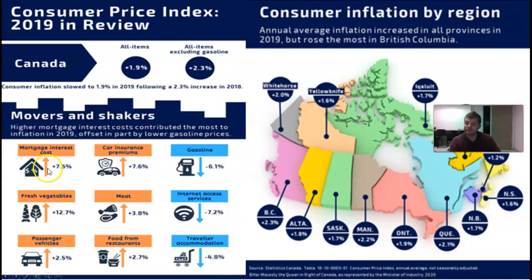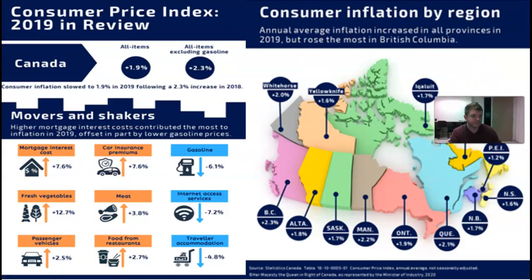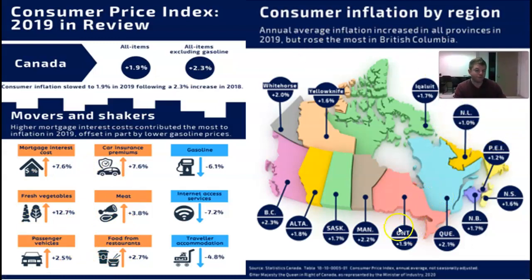Then you'll see some vegetables, mortgage and car insurance, meat, food from restaurants. These are the big ones that level everything out. In Ontario, we went up 1.9%. That was our inflation rate. This is also why yearly raises are important for you, because your money does not go as far as it did last year.